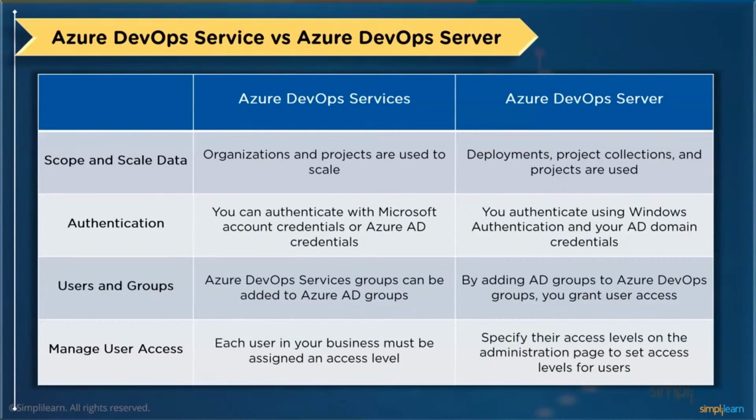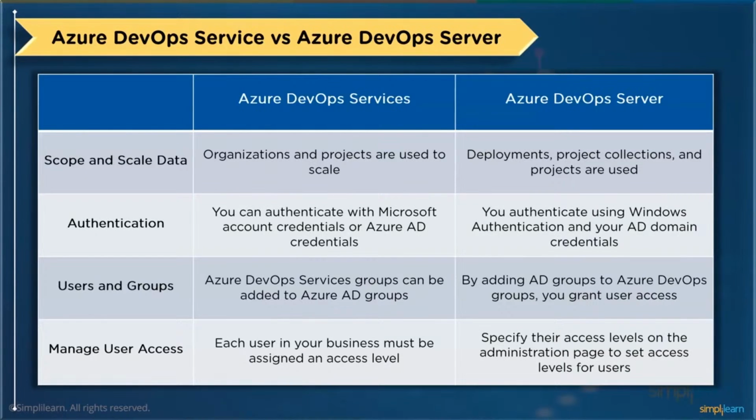And at last, there is manage user access. You manage access to features in Azure DevOps and Azure DevOps Server by assigning users to an access level. Each user in your Azure DevOps Services organization must be assigned an access level. As usual, when a Visual Studio subscriber signs in, Azure DevOps Services verifies them. So without a Visual Studio subscription, you can give basic access to 5 users for free.